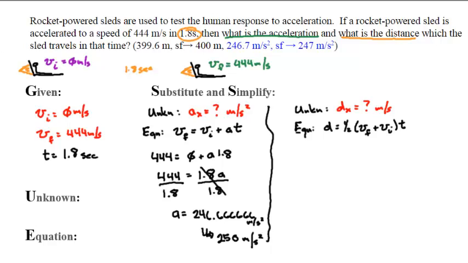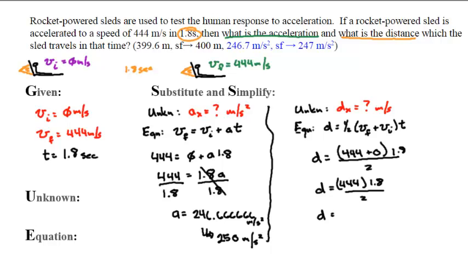Alright, back to my second one. If I replace numbers for letters, I don't know what distance is, but 1/2, let me write it this way, over 2. My velocity final is 444 plus 0, that quantity, times the time of 1.8. So it becomes simpler, 444 times 1.8 divided by 2.